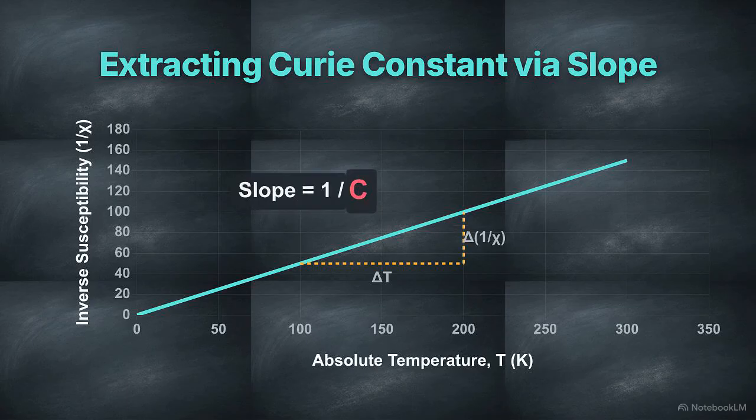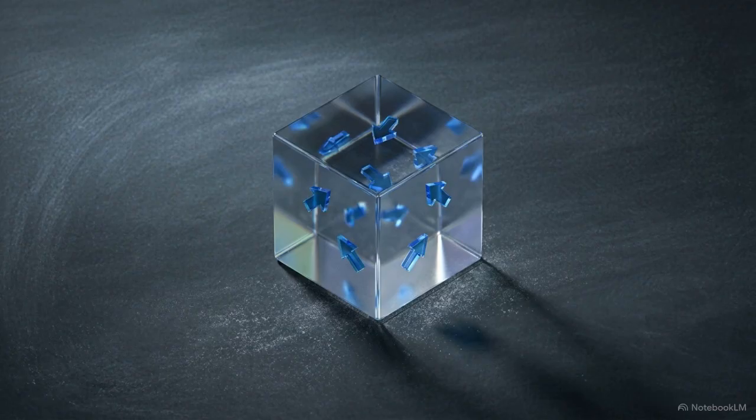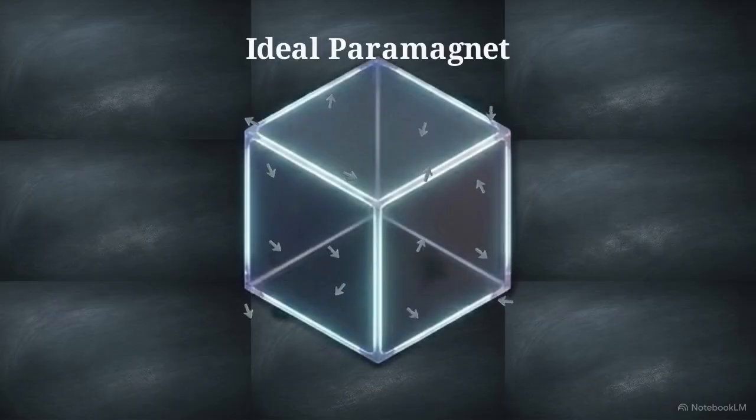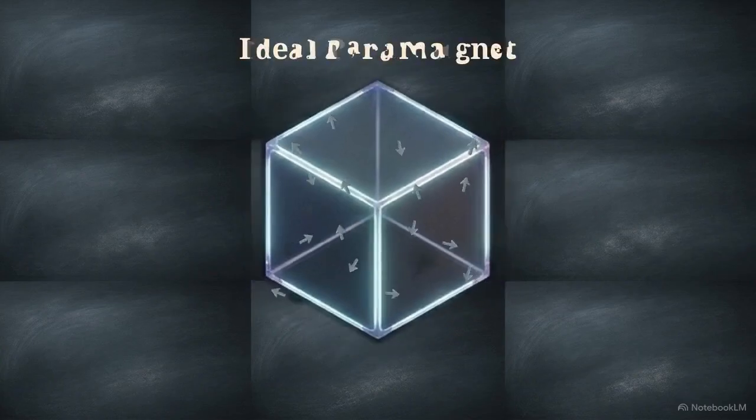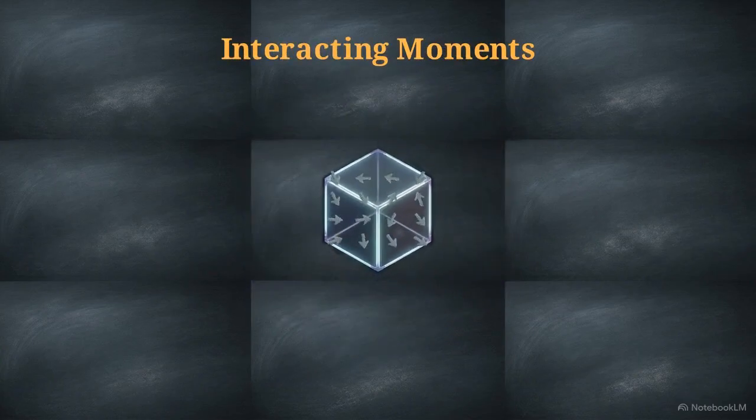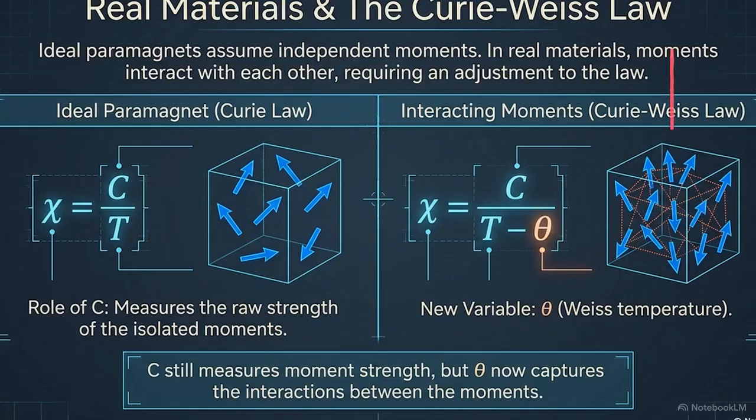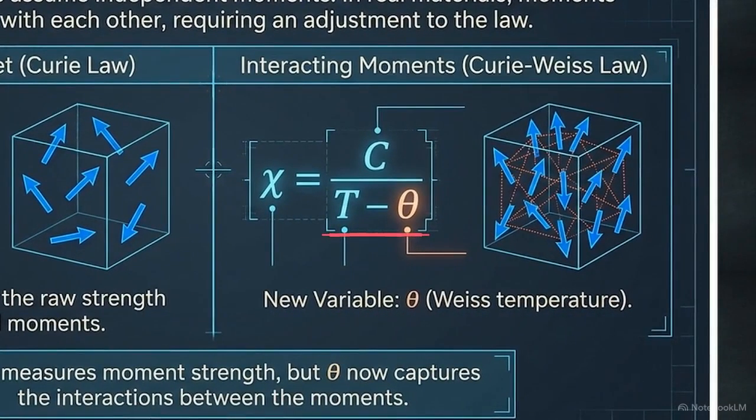Now, up to this point, Curie's law relies on an assumption. It models an ideal paramagnet, where the individual magnetic moments never interact with each other. But in complex solid-state materials, moments are packed tightly together. They exert forces on their neighbors, requiring a necessary modification to the math. This is where the Curie-Weiss law comes in. To account for interacting moments, the denominator is upgraded from a standalone T to T minus theta.